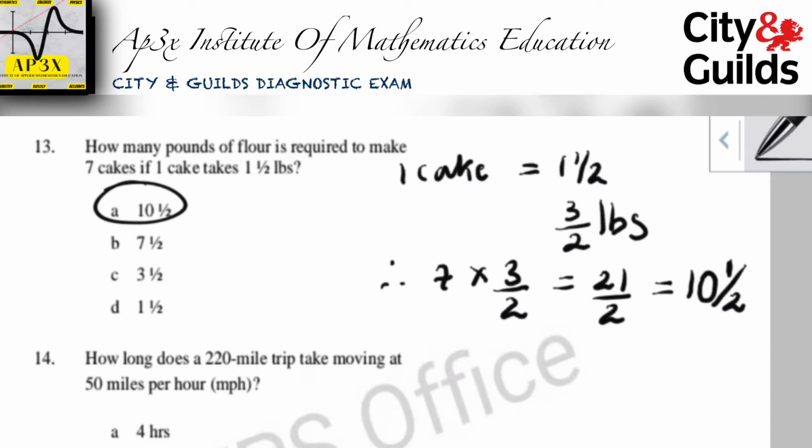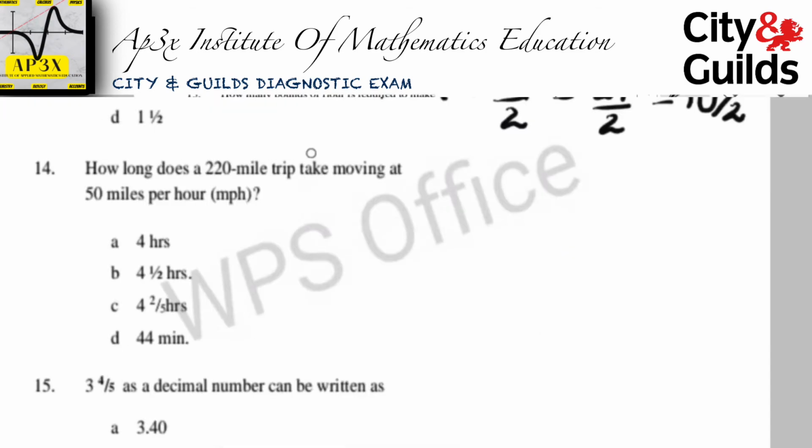All right, so here we go. How long does a 220-mile trip take moving at 50 miles per hour? All right, so how long? We must be familiar with the distance formula. If you're not familiar with the distance formula, we need to get familiar with it. Distance is equal to speed times time.